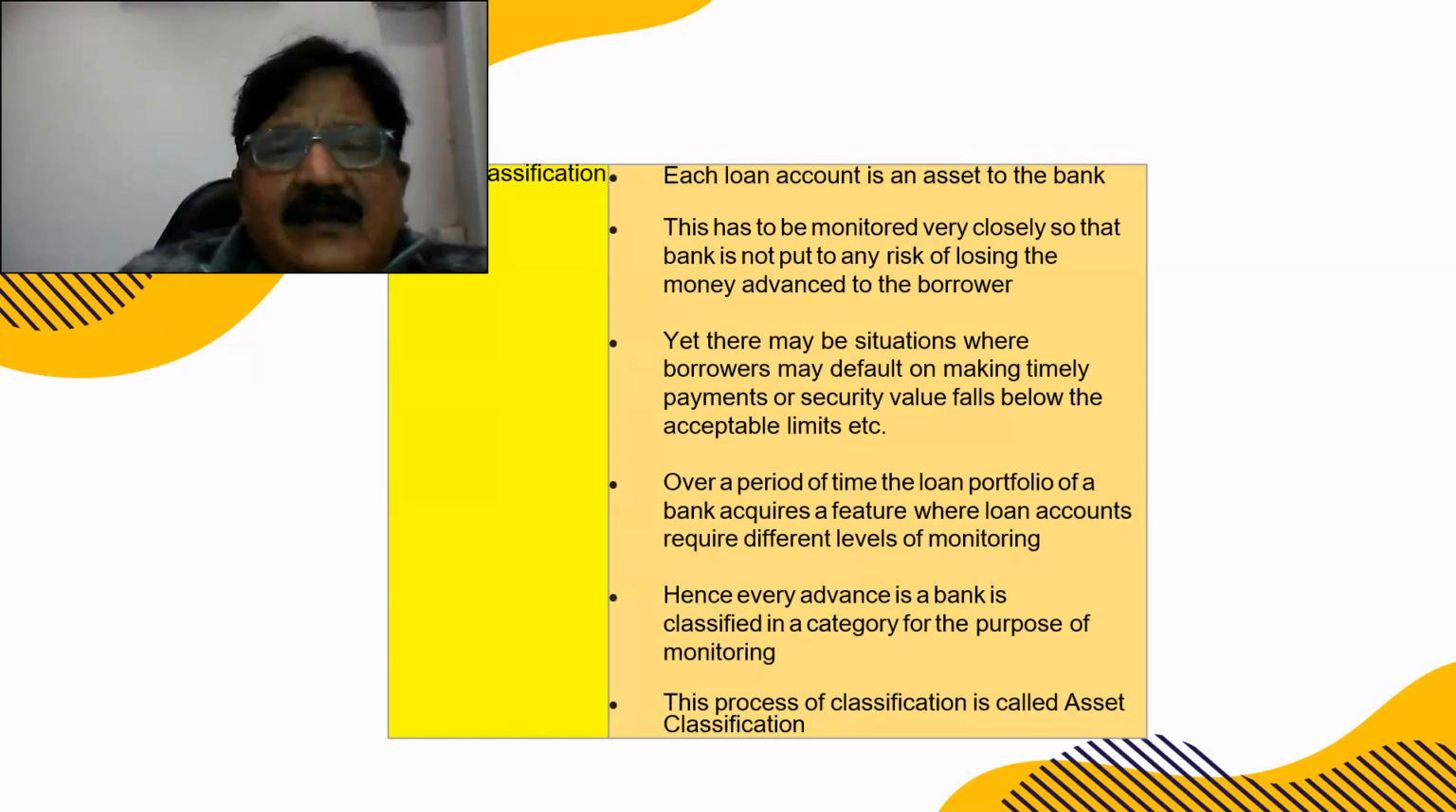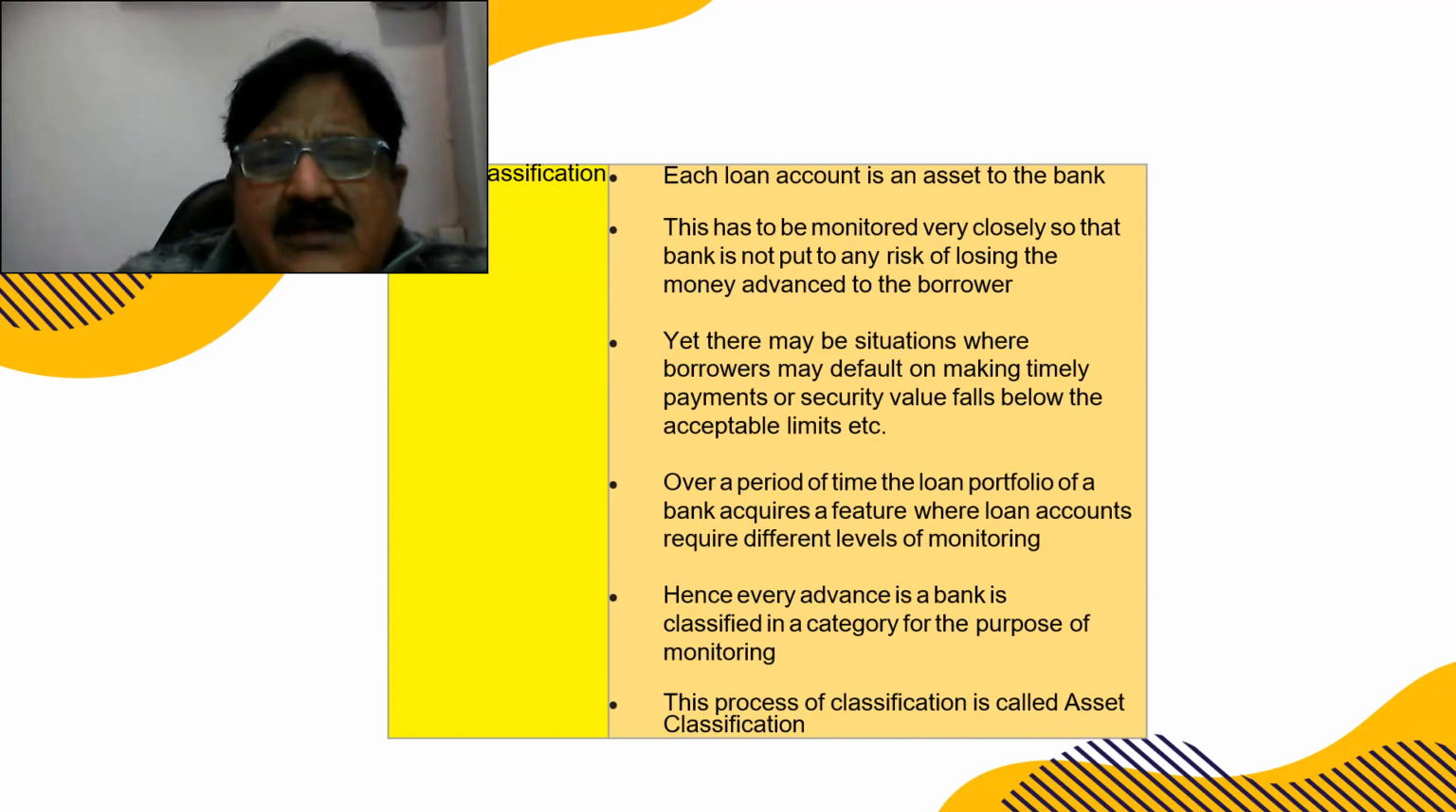Now we have asset classification. When every EMI is being deposited in time, we call it standard assets. And if any part of the installment of the EMI, that consists of principal and interest, any portion of interest or the principal or the whole EMI is not paid for 90 days, we transfer that account to NPA category, right? So loans are to be monitored very closely so that we don't have any credit risk.